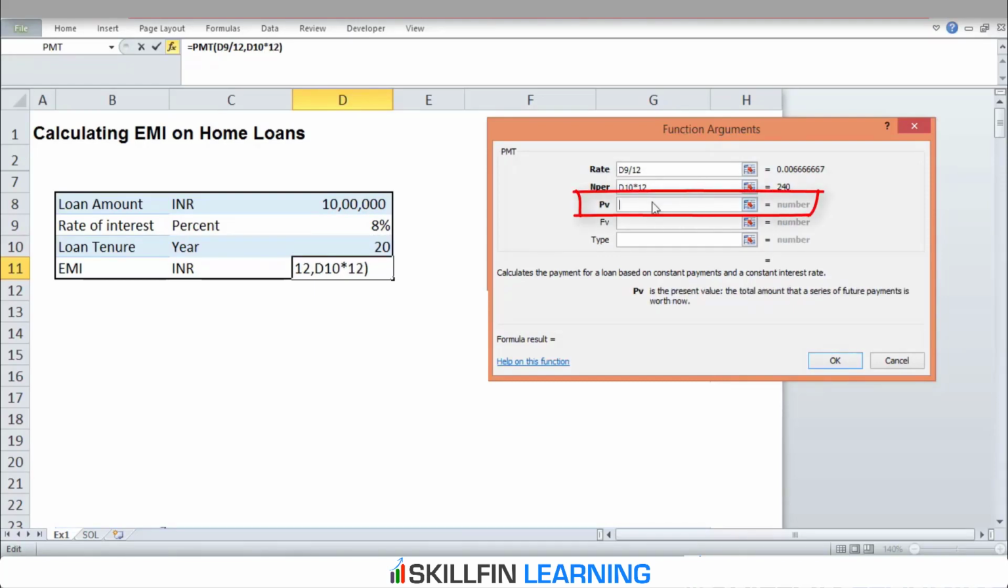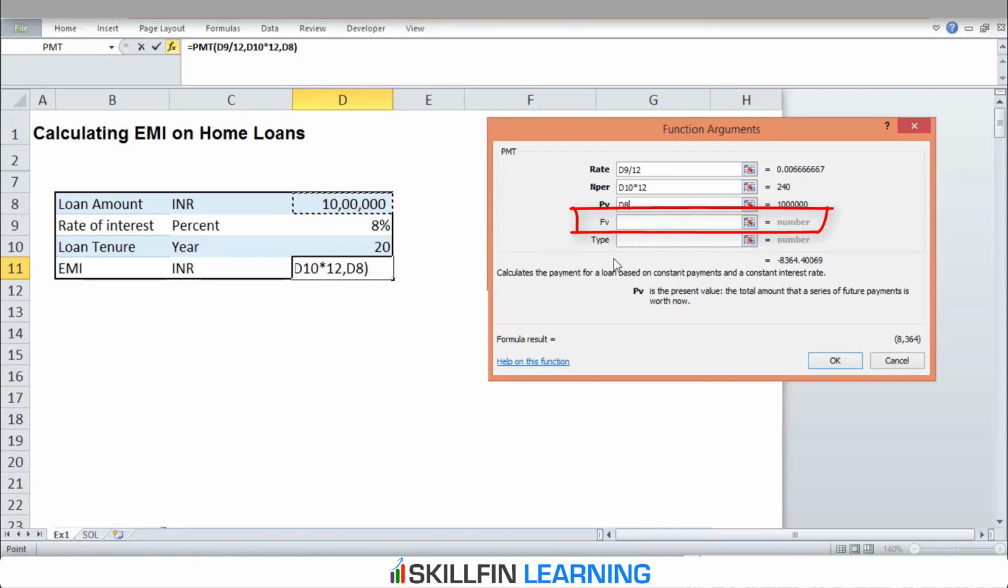Present value is the present value of the loan amount, which is 10 lakhs in this example. Future value is the future value of the loan. In our example, the loan needs to be paid up fully, so the future value is 0.